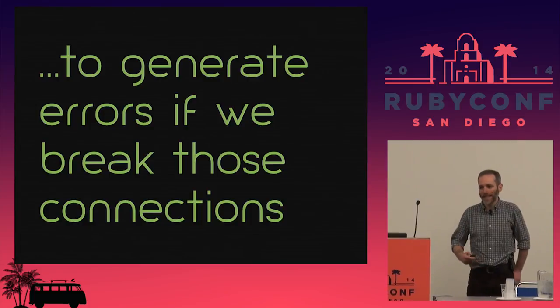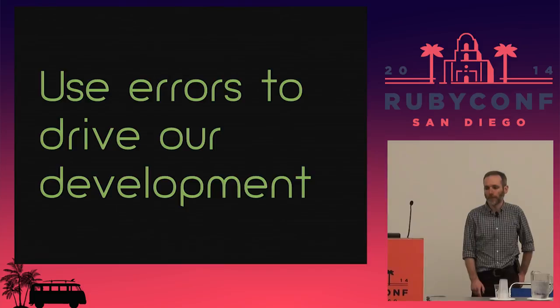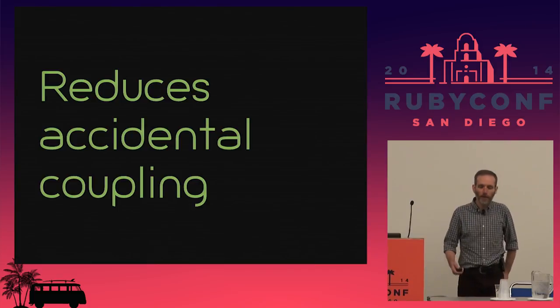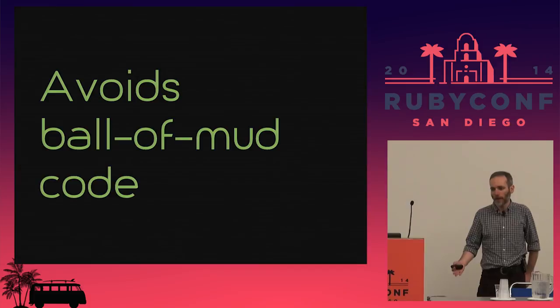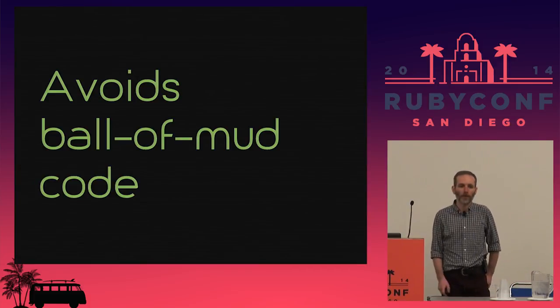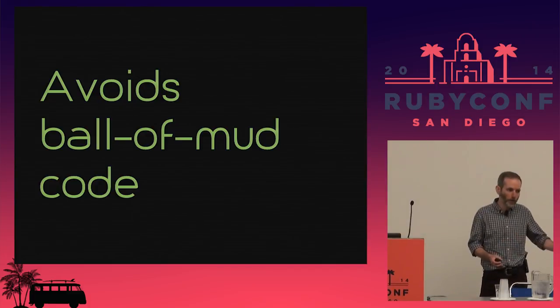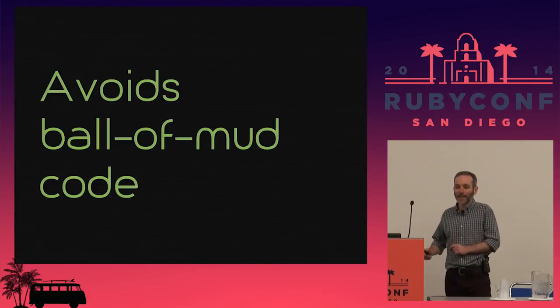But that's not the whole story. What we did next is we took those errors and we used them to drive our development forward. And by approaching coding in this style, we reduced this accidental coupling. And I think that this helps avoid ball of mud code. And to me, ball of mud code is the problem I see most often when working in Ruby systems. You get these systems that grow quite large and you cannot touch one part of it without that change rippling through and affecting lots of other code. So we fixed this. I think this is a big win for everybody.